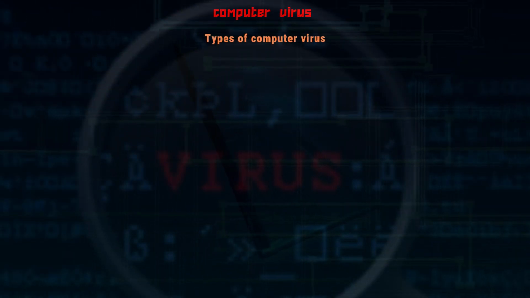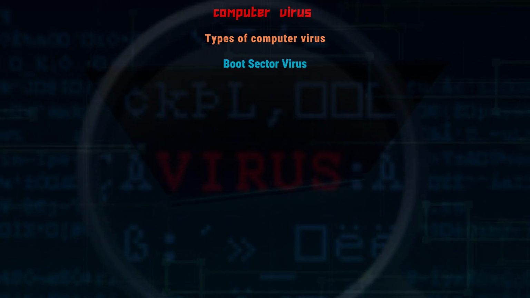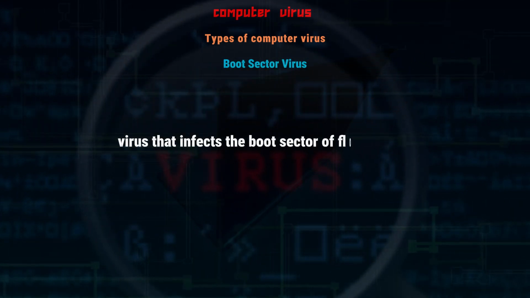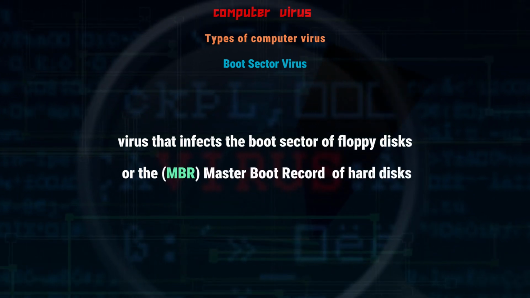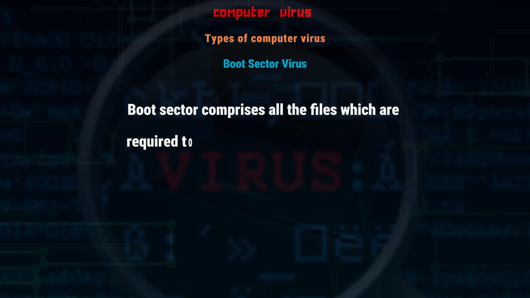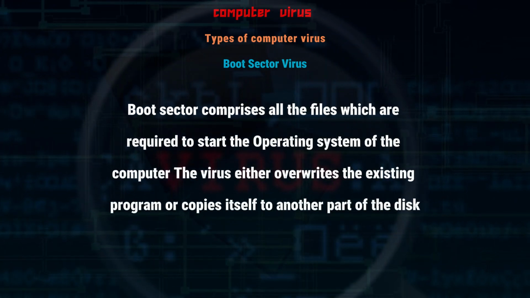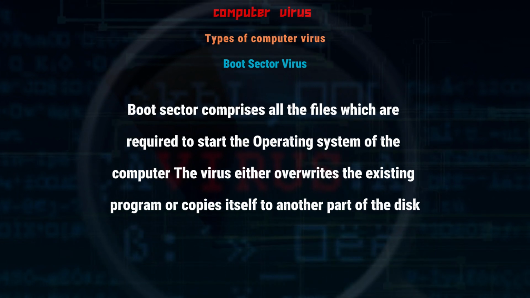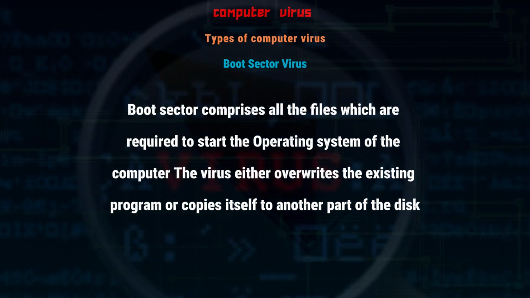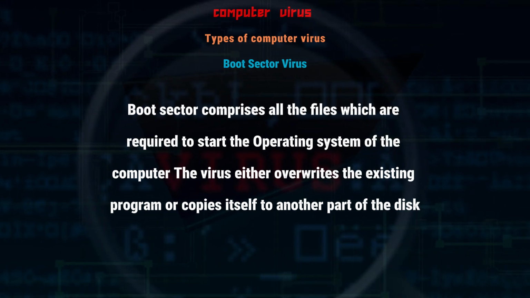Types of computer virus. Boot sector virus. It is a type of virus that infects the boot sector of floppy disks or the master boot record of hard disks. The boot sector comprises all the files which are required to start the operating system of the computer. The virus either overwrites the existing program or copies itself to another part of the disk.